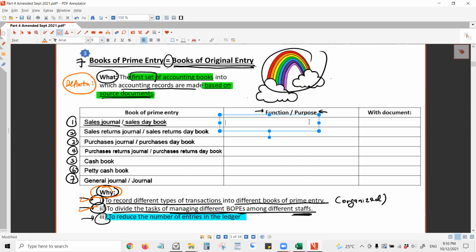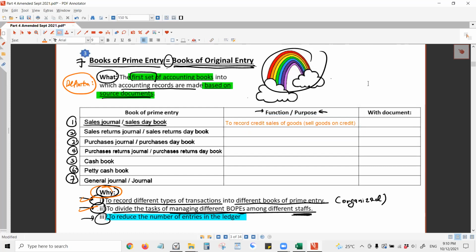Here you write: to record credit sales of goods. Also means sell goods on credit. That means when you sell goods on credit, you record into sales journal, or you call it sales table.